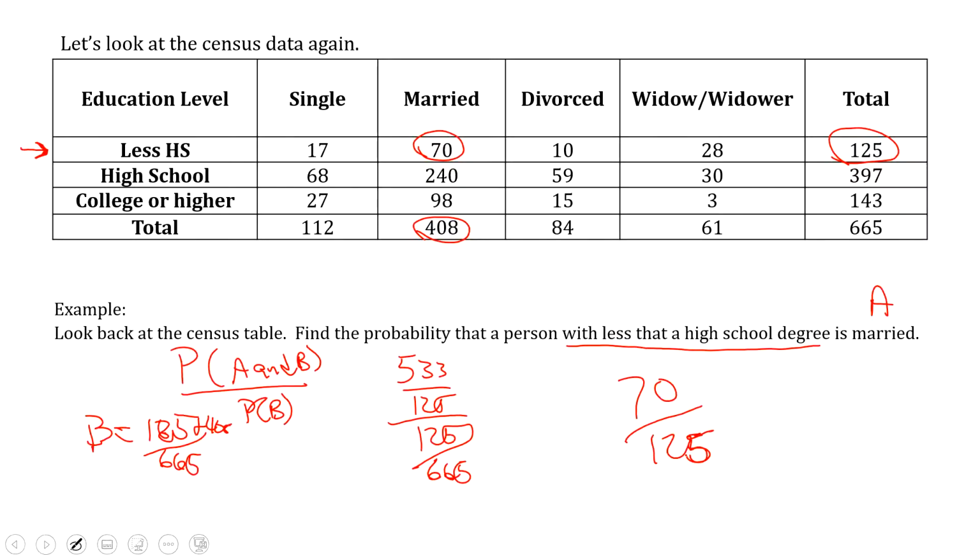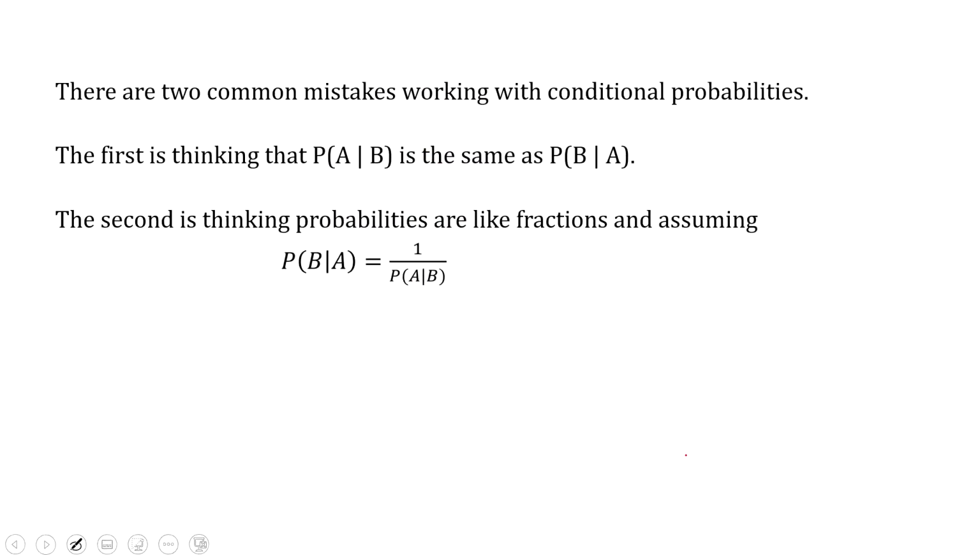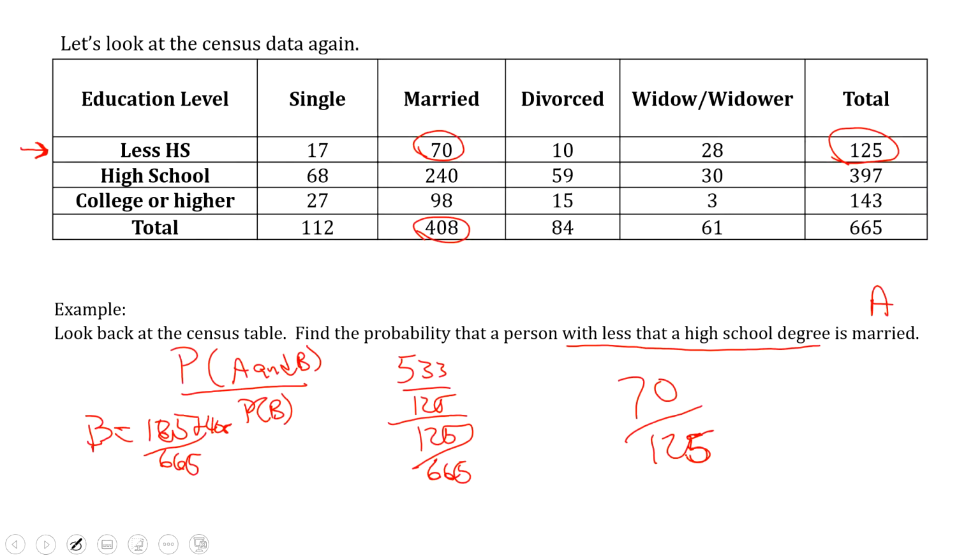Sorry about that. Two common mistakes that we have when we're working with conditional probabilities. The first is thinking that the probability of A given B is the same as the probability of B given A. It doesn't work that way, because if we go back to our table for a minute, we're looking at different values on the bottom of your fraction.